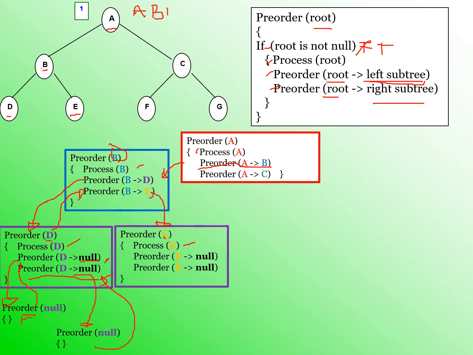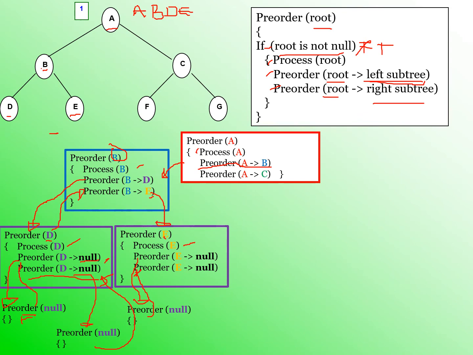Sorry, I forgot to write the D. Okay? And then process natin si root, process natin si E. And the next statement is preorder E referencing to the left subtree. So left subtree ng E ay null. Okay? So tinawag niya na naman ang sarili niya. Kaya lang, false itong condition na to, therefore, balik lang siya sa tumawag sa kanya.